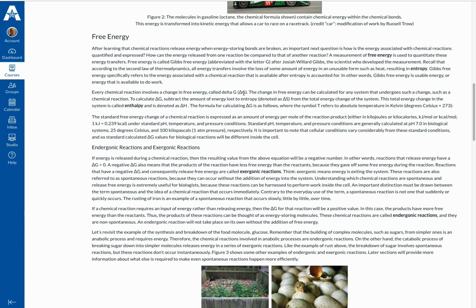So think of the gasoline. When delta G is greater than 0, the products have greater energy than their reactants. Think of this as the synthesis of glucose in plants. And the total energy change is called enthalpy, which is delta H.